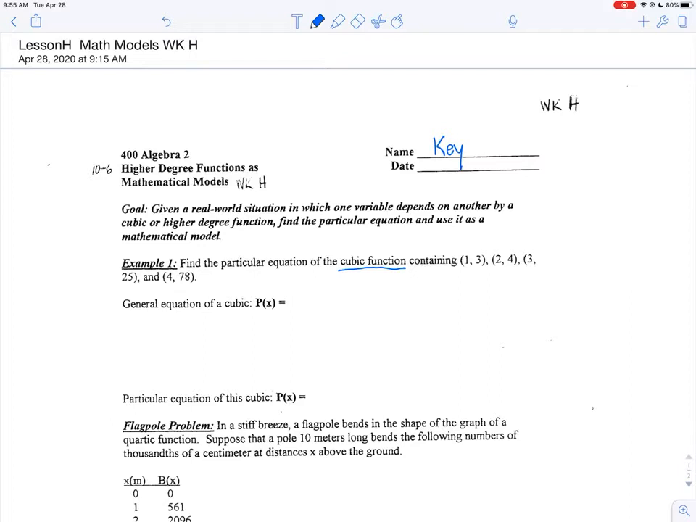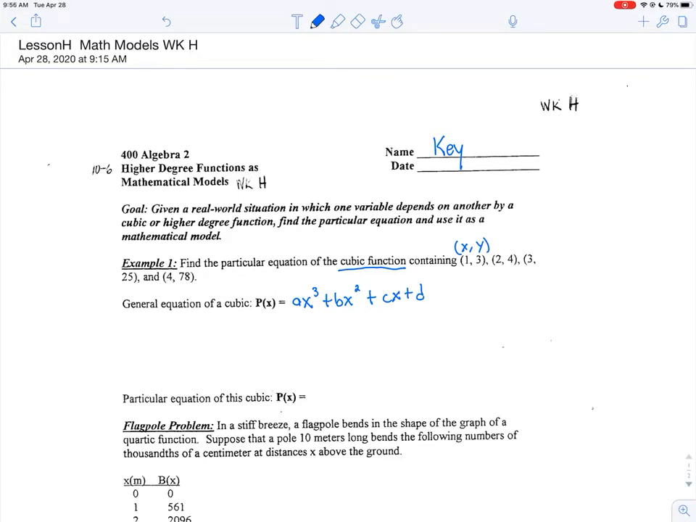If we think about what the general equation of a cubic function is, we'd have p of x equals ax to the third plus bx squared plus cx plus d, right? So we basically have 4 unknowns here. We have 4 variables that we need to figure out: a, b, c, d. And how we do that, we're going to use these points. So essentially what we're going to do, (1, 3), obviously that's an xy value right there.